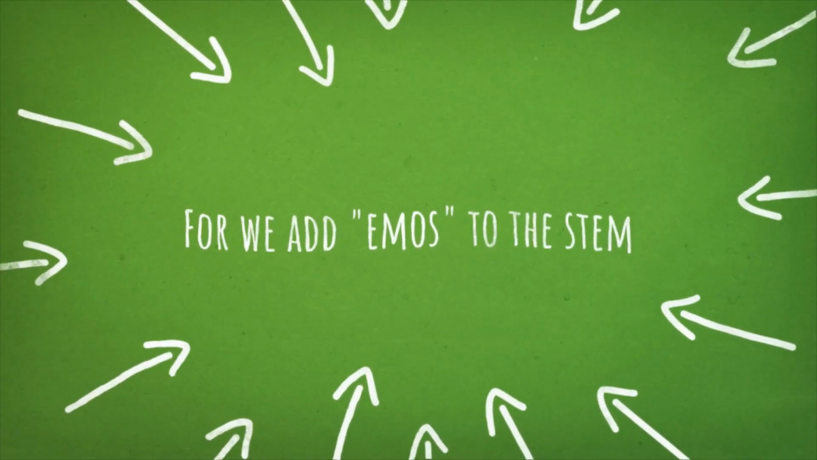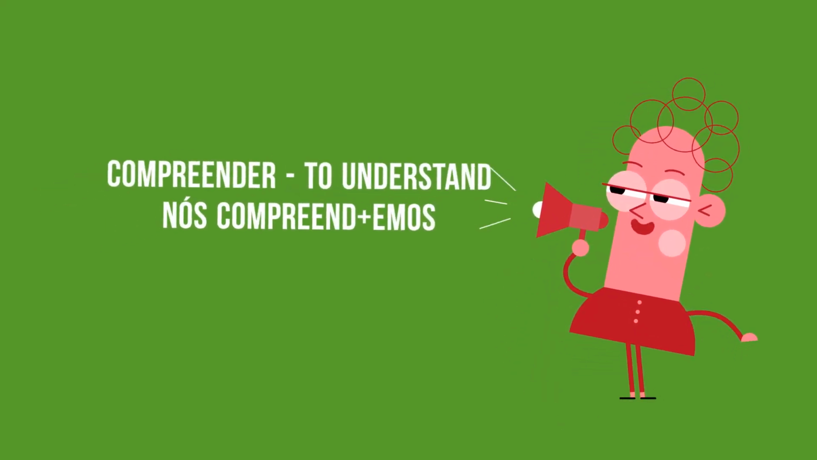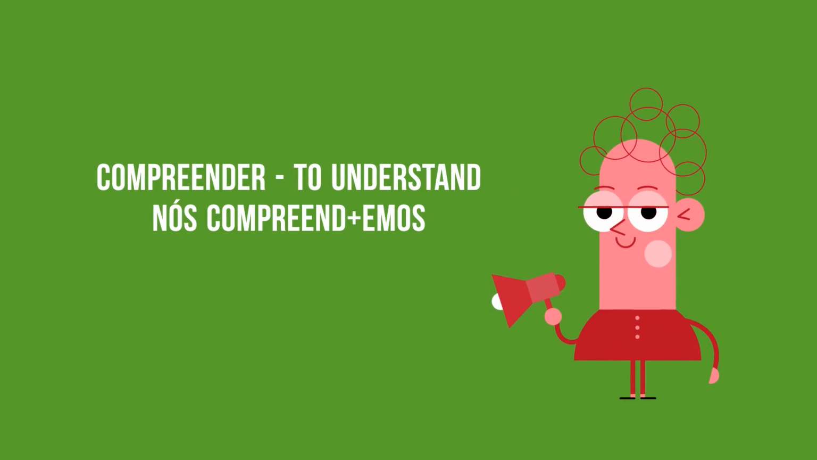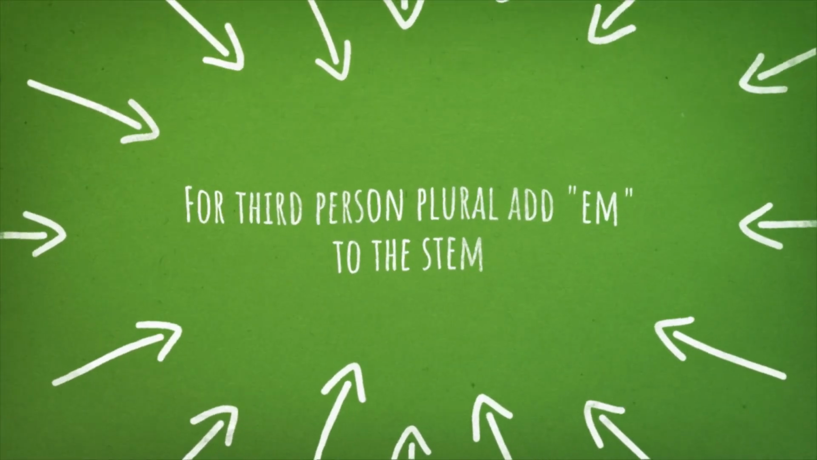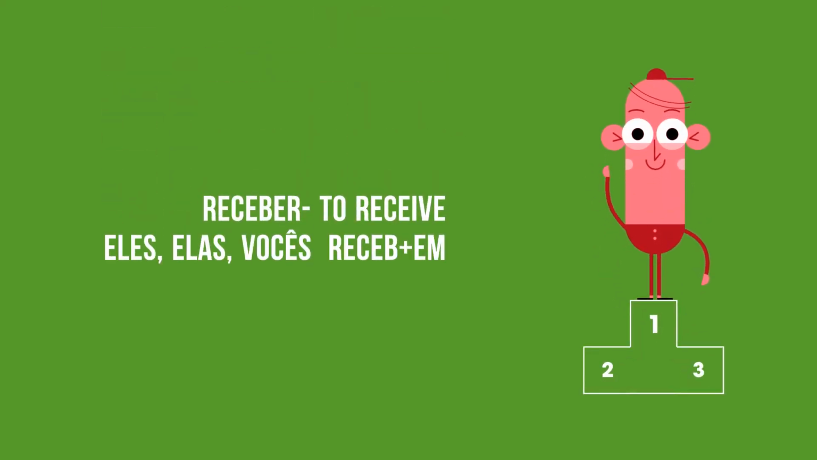For we, add EMOS to the stem. Nós compreendemos. For third person plural, add EM to the stem. Eles, elas, vocês recebem.